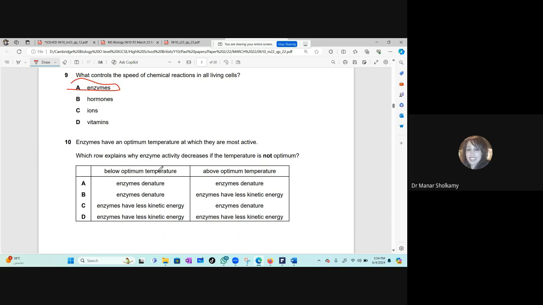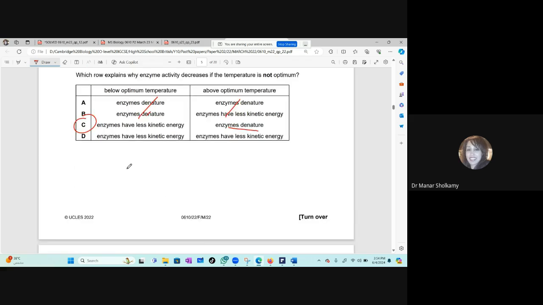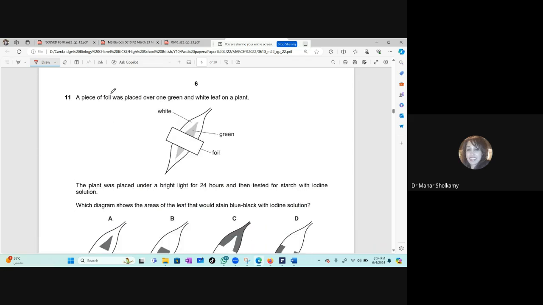Below the optimum temperature, what happens to the enzymes? Now, this is so easy also. They have less kinetic energy. Very good. Above the optimum, DNA. So those two are wrong. So what did you say? The answer is C. Yes, above, of course. Well done. Correct. Now, this question is repeated also.